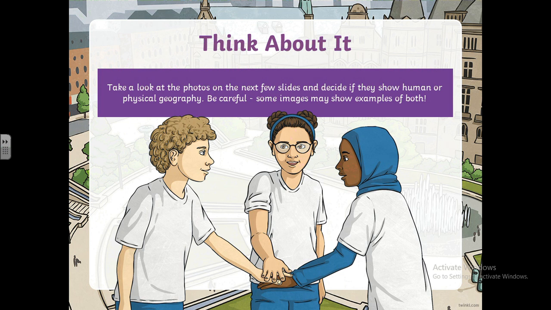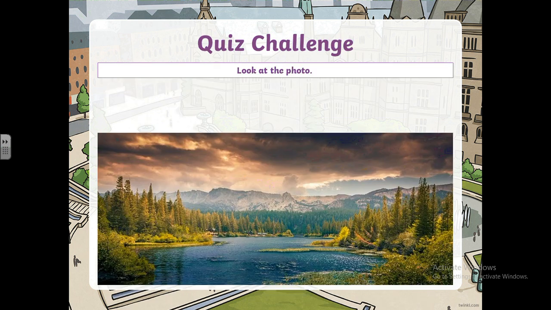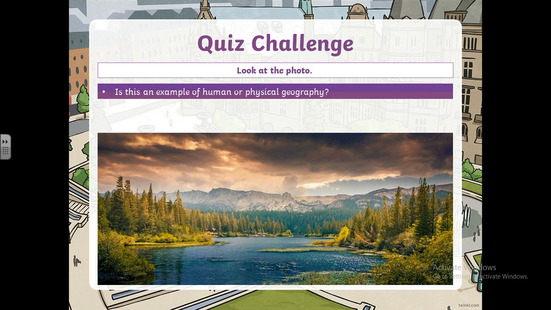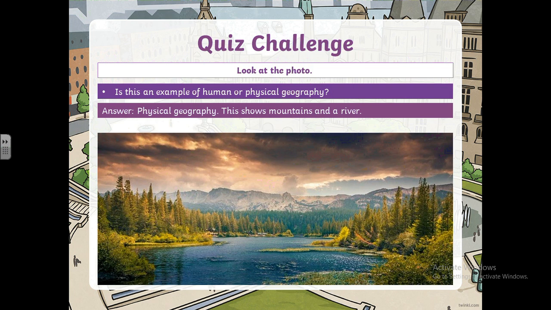So I'm going to show you a couple of photos on the next few slides, and I want you to decide if you think they show human or physical geography, but be careful because some images may show examples of both. So have a look at this photo here. Beautiful photo, lovely landscape. Do you think that is showing an example of human or physical geography? Pause the video if you want to, and then press play when you're ready for the answer. So it is showing physical geography because it's showing mountains, which we know are physical, and the river. Okay, so that is showing physical geography.